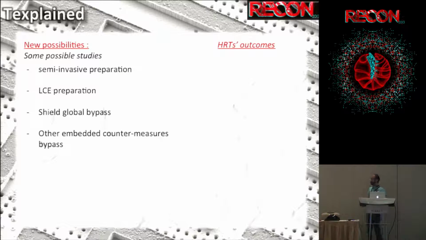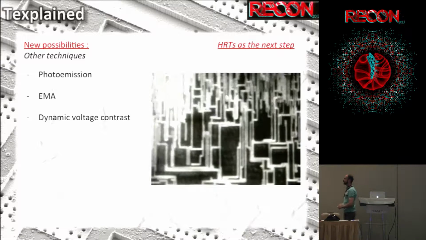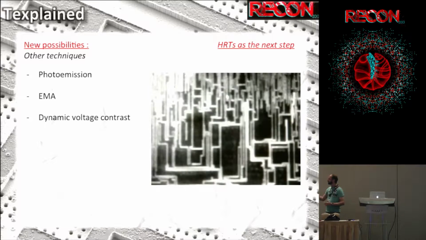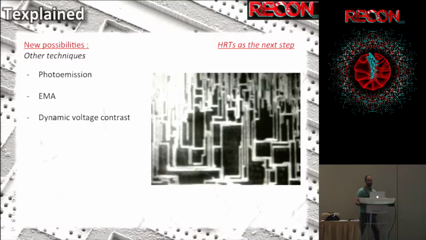There is also over embedded countermeasure that you can bypass. It will be long just to go through all of them. But you can do even better things. This is a dynamic voltage contrast.